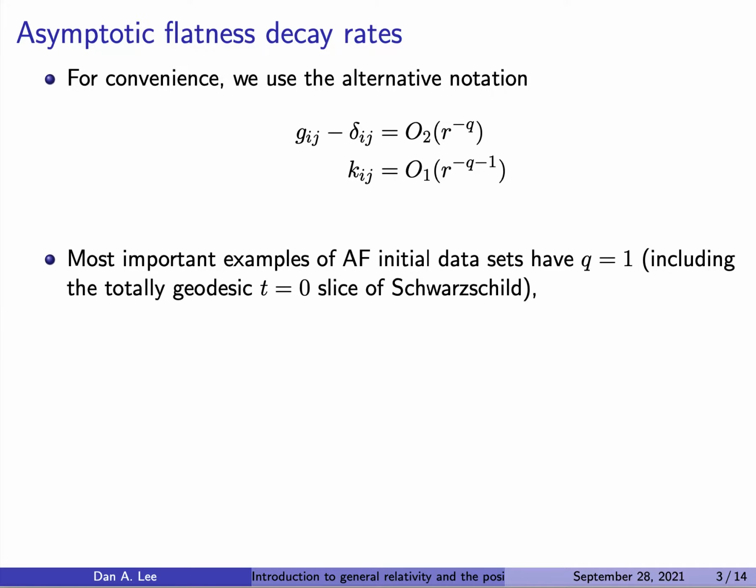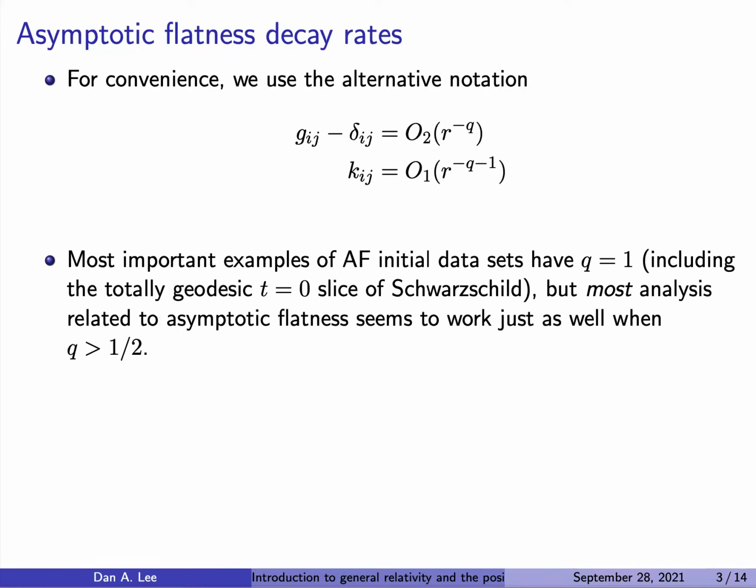The most important examples of asymptotically flat initial data actually have q equals 1. So I only said that q has to be at least 1/2. But the typical situation to focus on is q equals 1. This includes a totally geodesic slice of Schwarzschild. But the reason why we use q greater than or equal to 1/2 is that most of the analysis related to asymptotic flatness seems to work just as well when q is at least 1/2. So as long as we can prove theorems with q at least 1/2, we will do so.